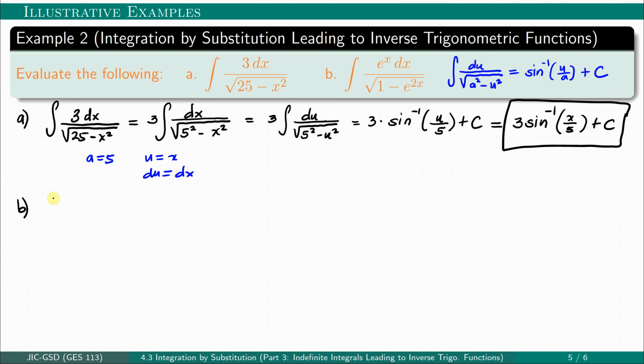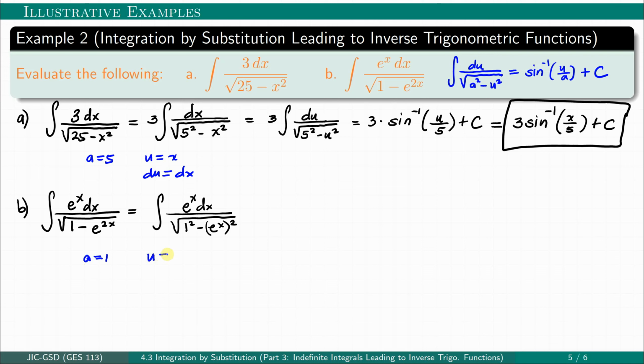For letter B, we have the integral of e to the x dx divided by the square root of 1 minus e raised to 2x. Note that we can rewrite this as e to the x dx divided by the square root of 1 squared minus e raised to x, raised to 2. And in this case, our a is just 1. We can let our u be e to the x. And when we take the derivative on the left side, this will be du. The derivative of e to the x is still e to the x, and we just put dx.